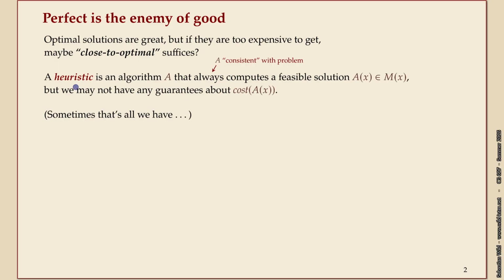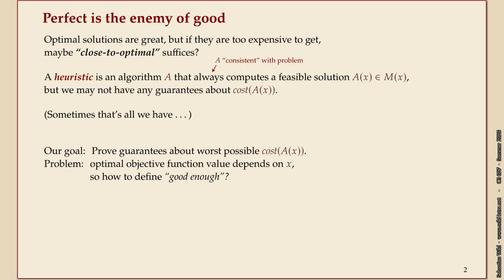A heuristic is really just any algorithm that gives you some feasible solution for a problem, but probably no other guarantee. This doesn't mean that the algorithm always produces bad solutions, or in the worst case, bad solutions. It might just mean we don't know of a guarantee that we can prove. And sometimes that's all we can get.